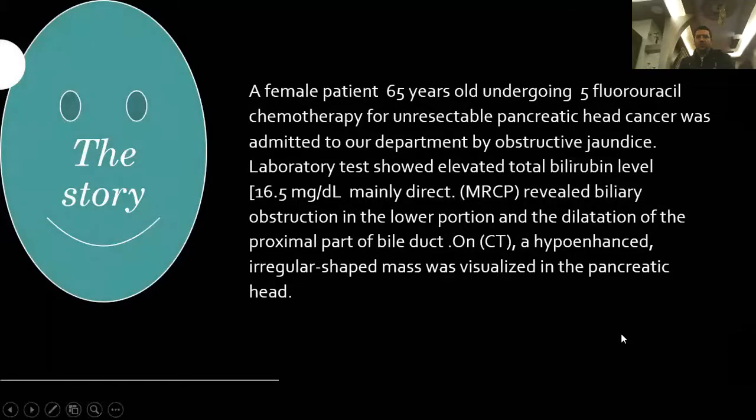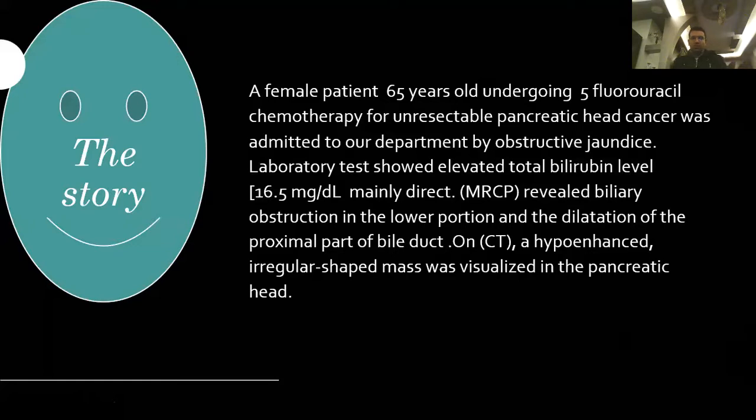A female patient, 65 years old, undergoing 5-fluorouracil chemotherapy for unresectable cancer pancreas, admitted to our department with obstructive jaundice. Laboratory investigation shows elevated total bilirubin, about 16 milligram per deciliter, mainly direct. ERCP for this patient revealed biliary obstruction in the lower portion of the CBD with dilatation of the proximal part.